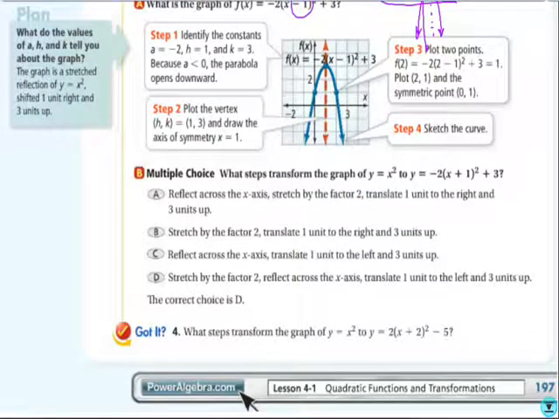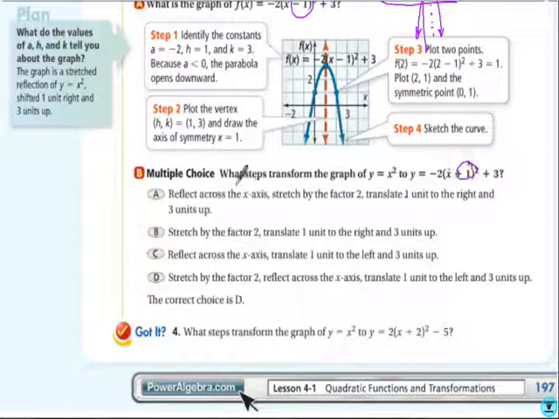And again, just like the absolute value stuff, this should look very familiar. What steps transform the graph of y equals x squared to y equals negative 2 times (x plus 1) squared plus 3? So what's happening? We're looking for it shifted up 3 and left 1, and reflected and stretched. So that's what we're looking for. So reflected, yes. Stretched, yes. 1 unit to the right and 3 units up?